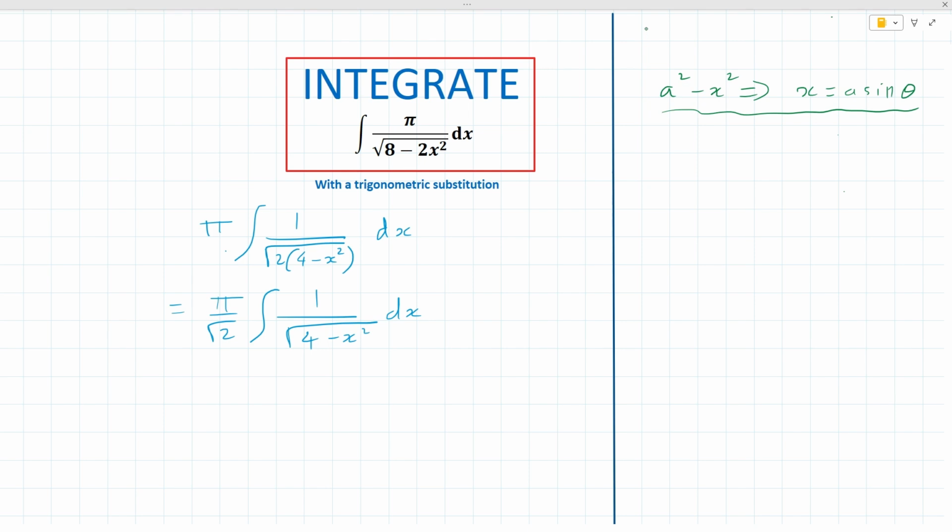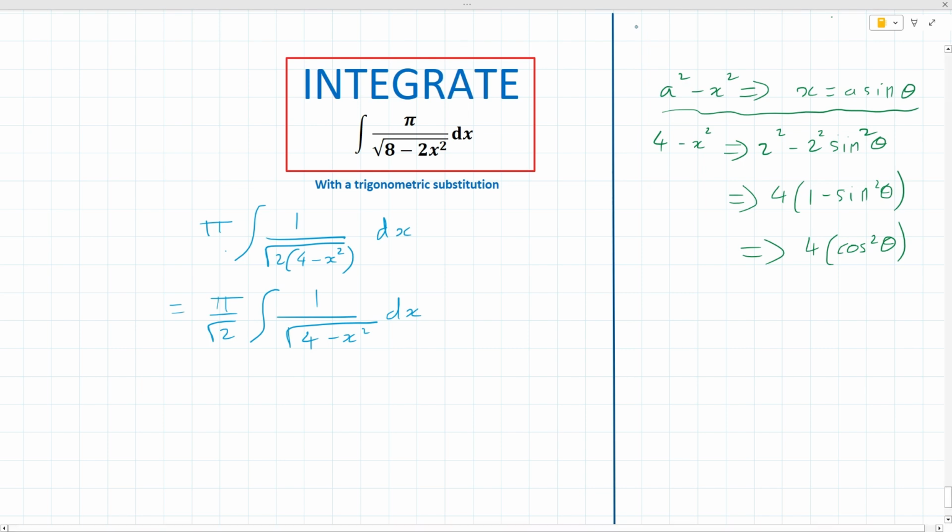So let's go ahead and do that. In our example here, let's say that the a value is 2. So we could change 4 minus x squared into 2 squared minus, so a is 2, right? So we're going to say 2 squared sine squared theta. And the reason this is good is because we can equate this to 4 factor of 1 minus sine squared theta. And I think you can see where this is going. This is going to be 4 factor of cos squared theta. And since this is stuck under a square root, it'll be very useful and we'll be able to take it out.